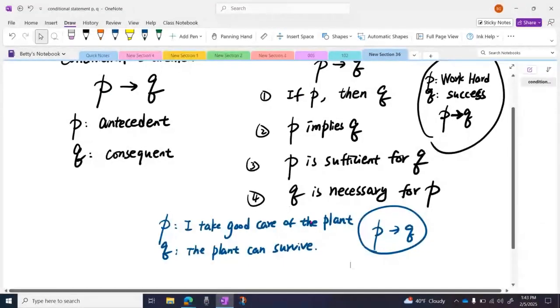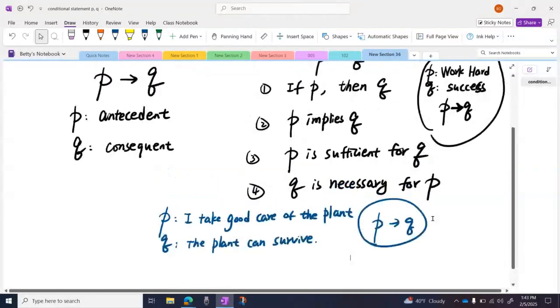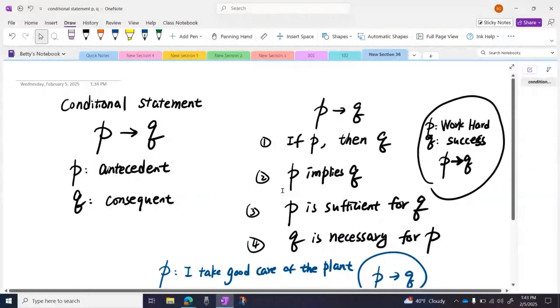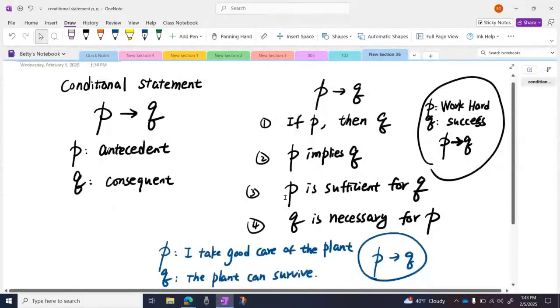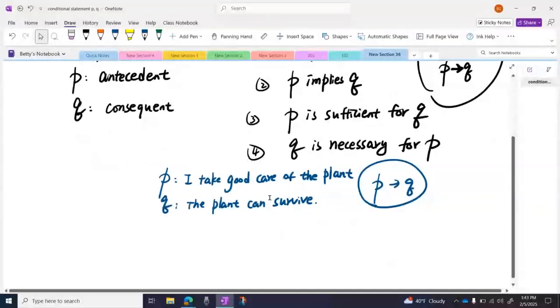And if we say the consequent is necessary for the antecedent, if we say the plant can survive is necessary for I take good care of the plant, maybe that doesn't make too much sense, right? Maybe it sounds weird. So in some cases number 1 is better, in some cases maybe 2 is better, some cases 3 is better, some cases 4 is better. Now I'm going to give you an example and use number 4 to express the conditional.